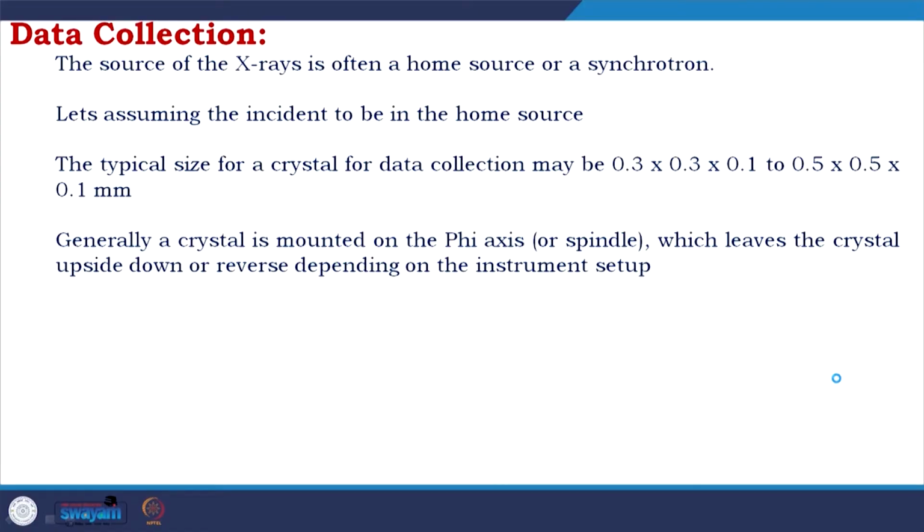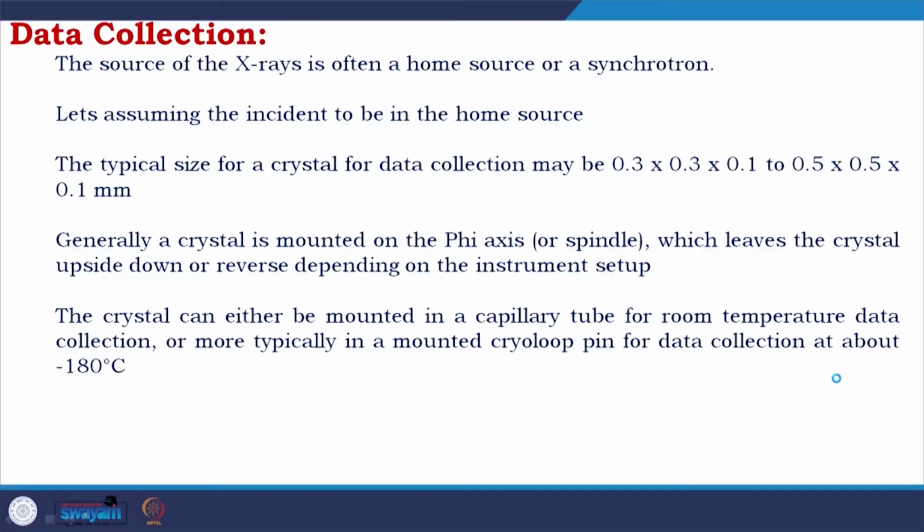Generally, a crystal is mounted on the phi axis of a spindle, which lifts the crystal upside down or up, depending on the setup of the instrument. The crystal can either be mounted in a capillary tube for room temperature data collection, or more typically in a cryoloop. I mostly discuss the mounted cryoloop because it is the general way to collect data; more than 90% of data we collect with a cryoloop. But there are also capillary processes, which I talked about a little bit.